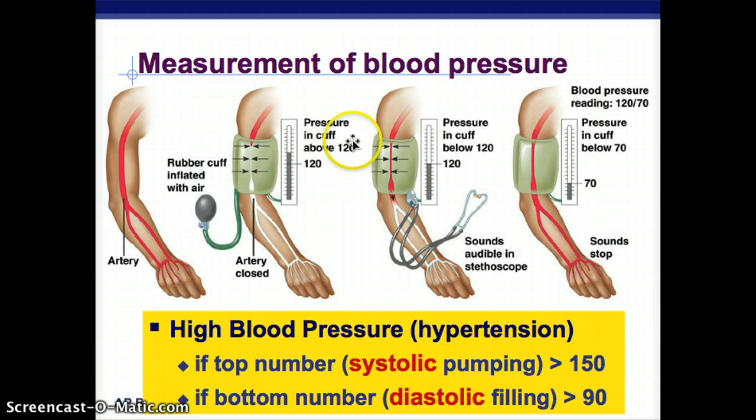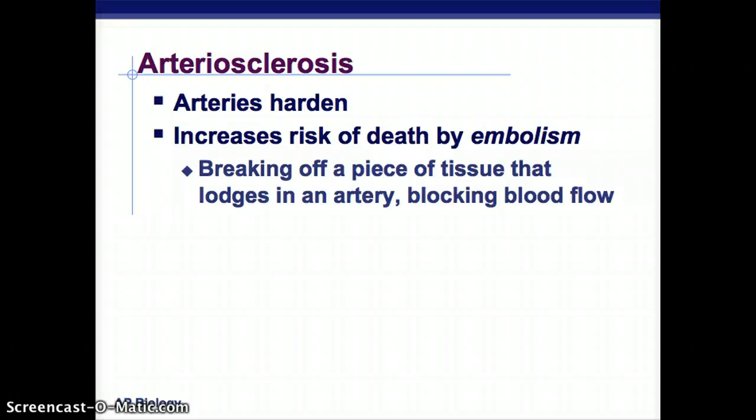So blood pressure, measuring blood pressure, this is how the cuffs work, you can kind of see it. High blood pressure is called hypertension. And so it's either from systolic pumping or some sort of diastolic filling, but high blood pressure will give you hypertension, which is not good. Another one to know is arteriosclerosis. That's when your arteries harden, and so they're not flexible anymore. They're not elastic anymore, so that increases the risk of death by embolism, which is when a piece of tissue might break off and get stuck in an artery and block blood flow.